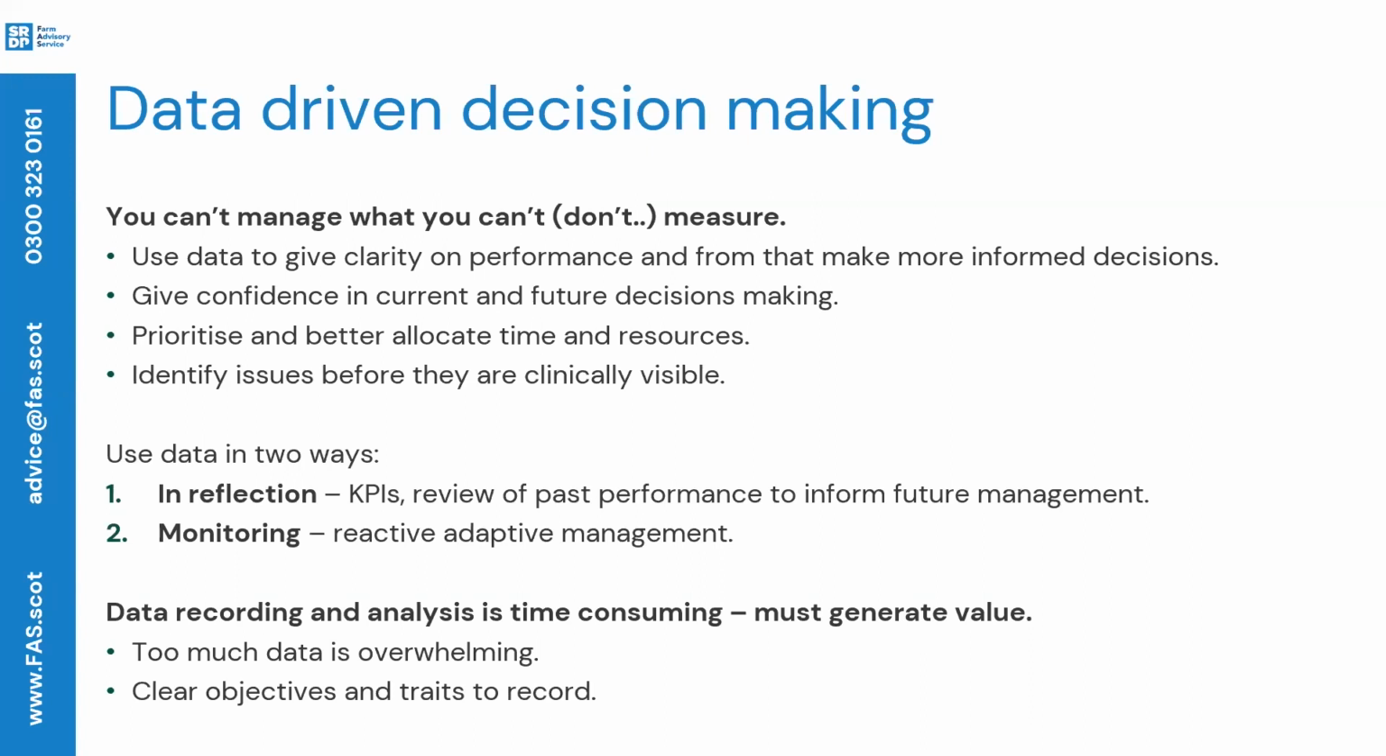So if we can see that we're doing things right, that'll give us confidence to keep going with them in the future. It also allows us to better prioritize and better allocate our time and resources. So we'll talk about it later on, but for example, if we know where our lamb losses are coming from, we can better allocate our time in trying to improve that. Or we can allocate resources to boost our scanning, for example, and our time. We can also use it to identify issues before they're clinically visible, and we'll speak about that in the context of monitoring lamb growth rates.